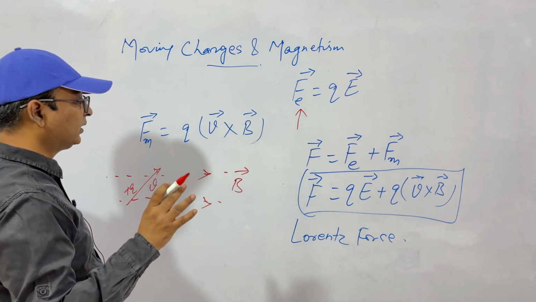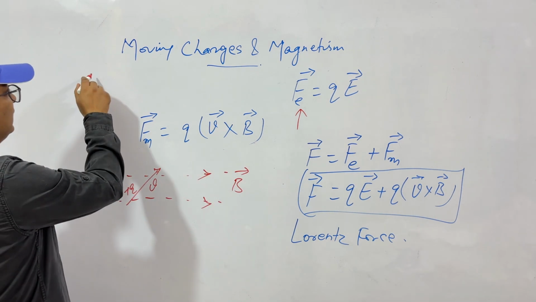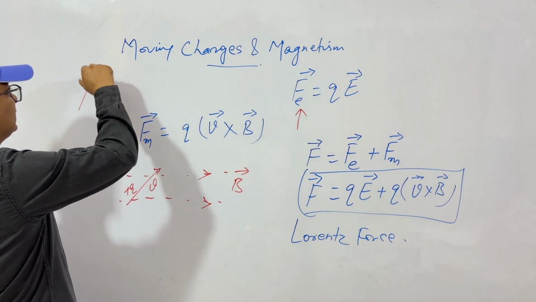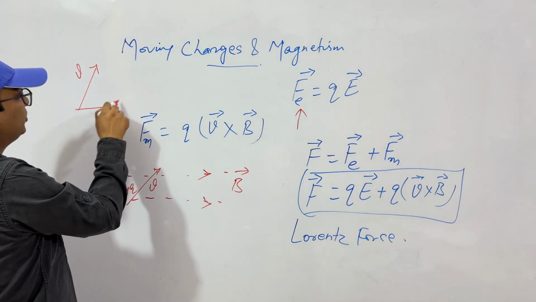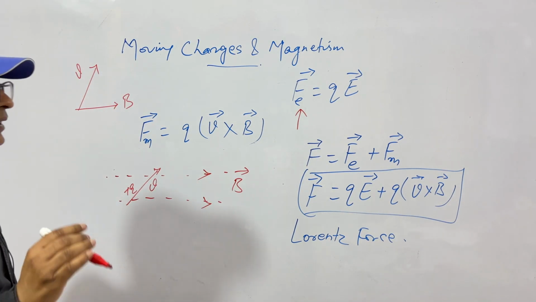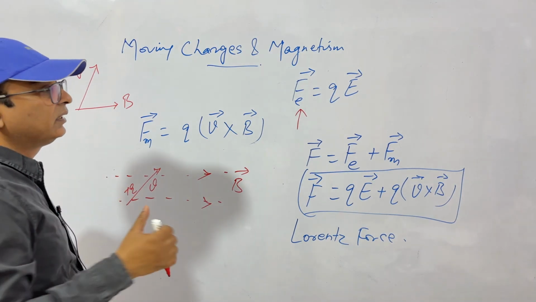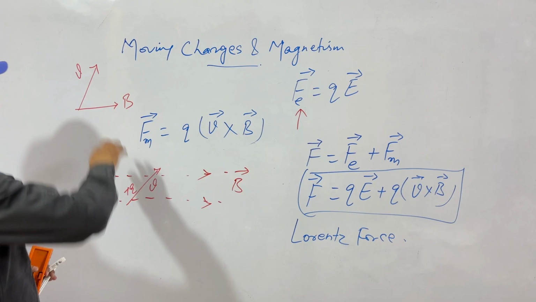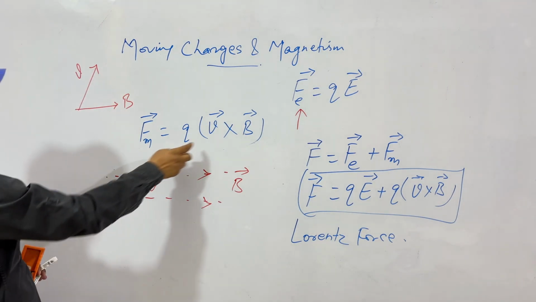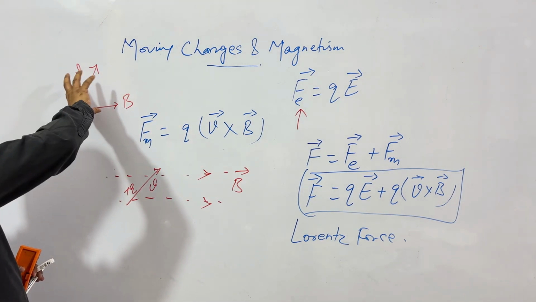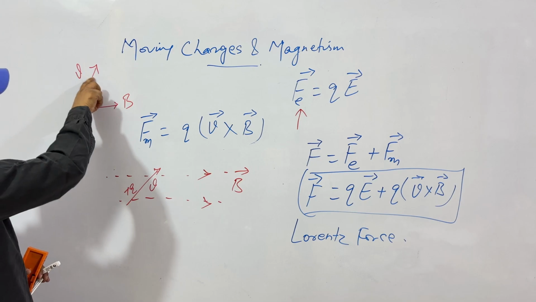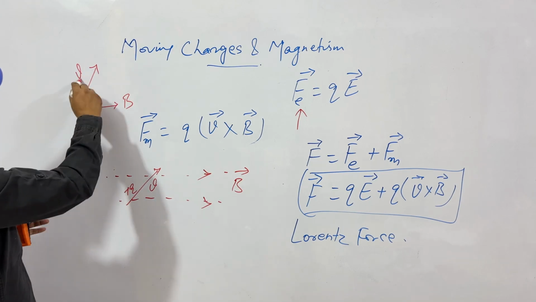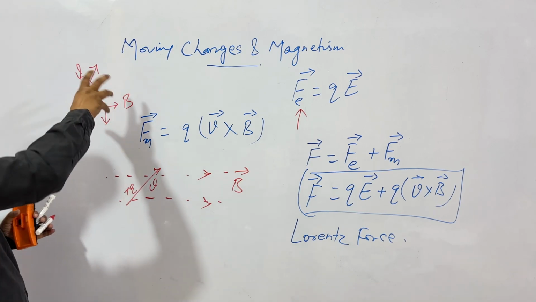It is the cross product. V cross B means, let's say this is the direction of V and this is the direction of B. We use the simple screw rule or right hand thumb rule to understand the direction. What is the screw rule? You will take V cross B. This is first, so V here and B here. If you go from V to B, this is the direction. So this is what? Clockwise.